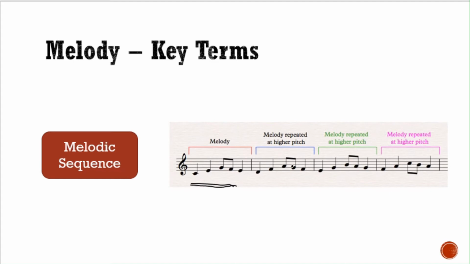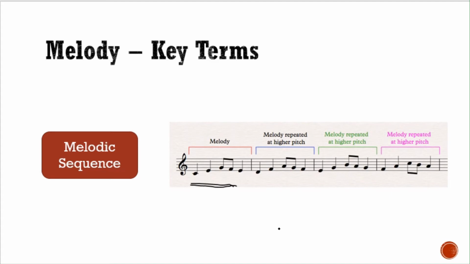So here it goes up every time, and it's the same shape, but it just gets repeated at a higher pitch, and then a higher pitch, and then a higher pitch again. So the melodic pattern is just moving up sequentially, which is why it's called a melodic sequence. So the whole 4 bars would sound like this. And that's a melodic sequence.